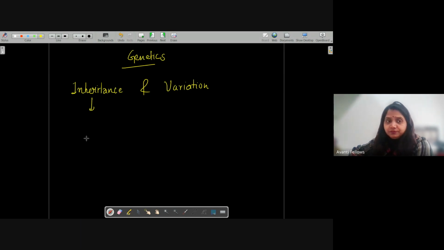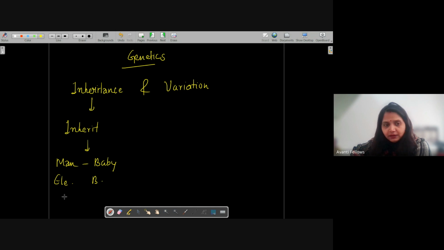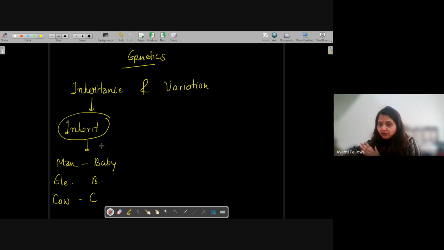Inheritance basically is what? It has come from the word inherit. And what do we understand from inherit? To copy something. Okay? Like if we see that a man gives birth to a baby. Very old examples of that. An elephant can give birth to a baby elephant. A cow gives birth to a calf. So this is the thing that we are inheriting many things from the parents. The definition of inheritance is that the offsprings are similar to their parents. This particular thing is called inheritance.